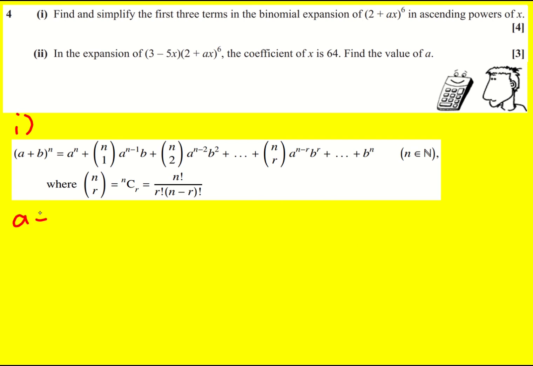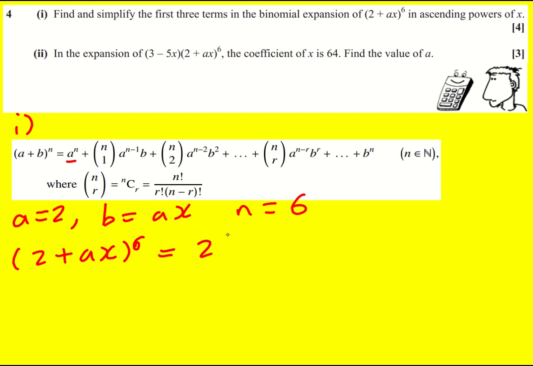So for us, we have that a is equal to 2, and then b is equal to ax. These a's are different, so I'm just going to roll with it and use these for now. And then of course n is equal to 6. So then (2 + ax)^6 is going to equal 2 to the power 6, plus 6C1, and then I lower the power: 2 to the power 5, times by this ax.